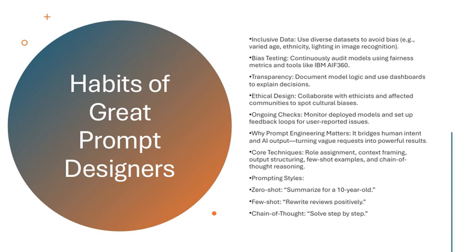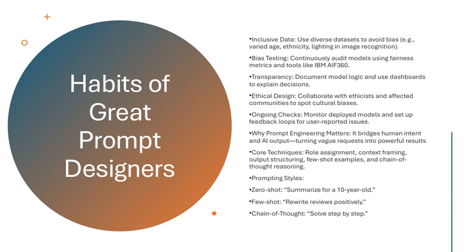Transparency also plays a vital role. It's about documenting how our models work and using dashboards to clearly explain the decisions they make, so users trust the system. Ethical design involves collaborating with ethicists and communities affected by these models, helping us identify and address cultural biases that may not be immediately obvious. Ongoing checks are equally important. Once models are deployed, we should monitor their performance and establish feedback loops to catch issues reported by users.